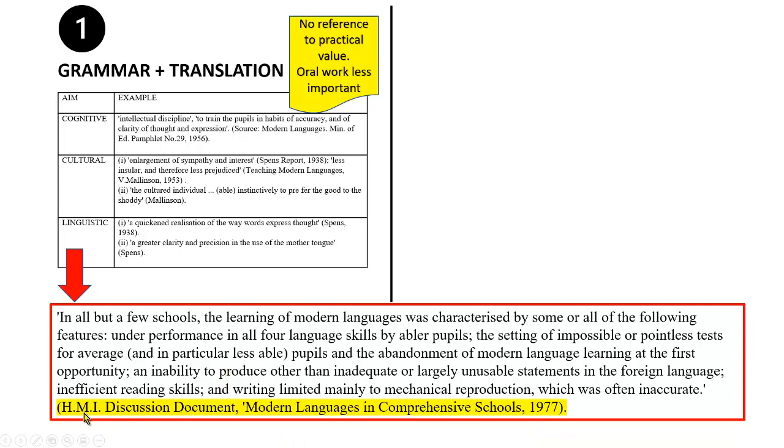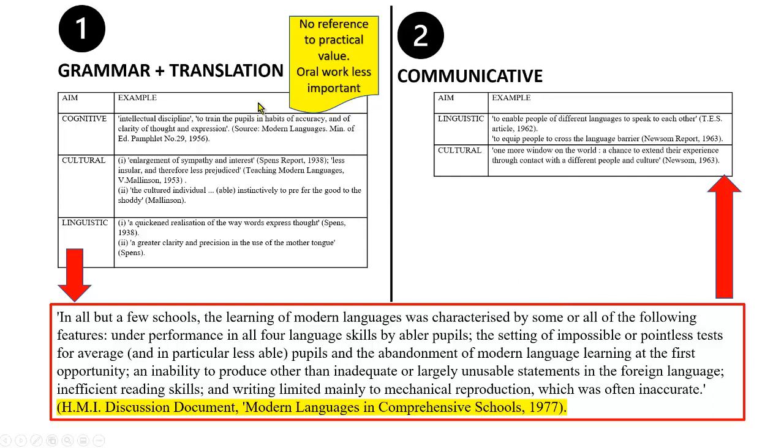This is what the HMI, Her Majesty's Inspectorate, came up with. In all but a few schools, underperformance in all 4 language skills by abler pupils. The setting of impossible or pointless tests for average, and in particular less able pupils. And the abandonment of modern language learning at the first opportunity, so people not carrying on with it. An inability to produce other than inadequate or largely unusable statements in the foreign language. Inefficient reading skills and writing limited mainly to mechanical reproduction, presumably this grammar translation idea, which was often inaccurate. So not a brilliant picture back in 1977.